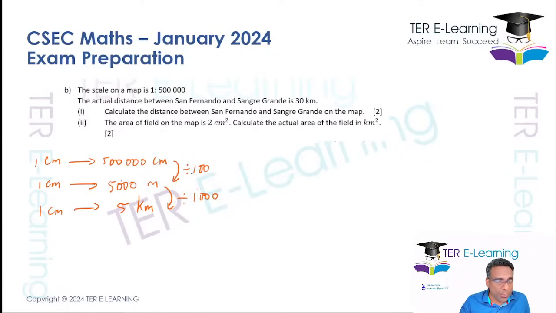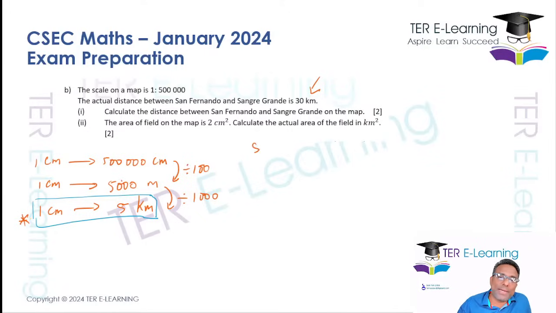Now, why do I need this? This is going to help me work out the entire question. 1 cm actually represents 5 kilometers. That is what I'm going to use to solve this entire question. So, how am I going to do that? The distance between San Fernando and Sangre Grande is 30 kilometers, and my scale here is this.